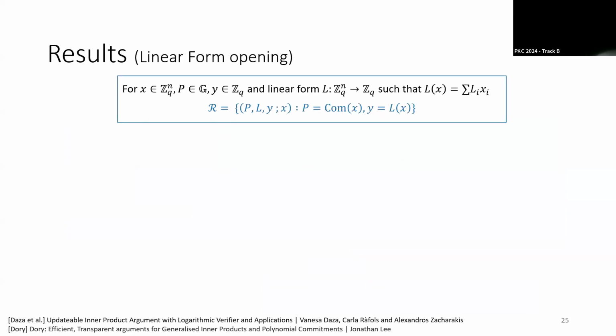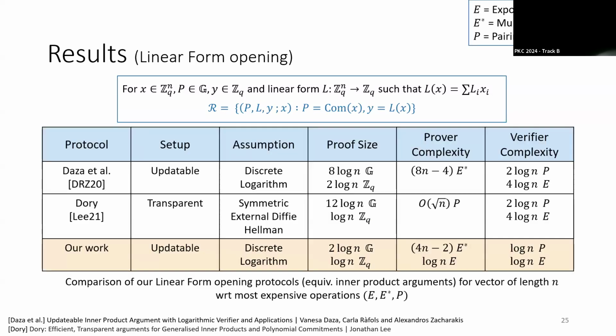So whatever we have seen before is with respect to opening of linear forms, which is a variant of inner product relation. So this is the relation where we use these techniques to provide a verifier succinct protocol. With respect to the state of the art, we improve, for example, with respect to Daza et al., proof size and verifier complexity. And with respect to Dory, we improve over assumption and prover complexity.